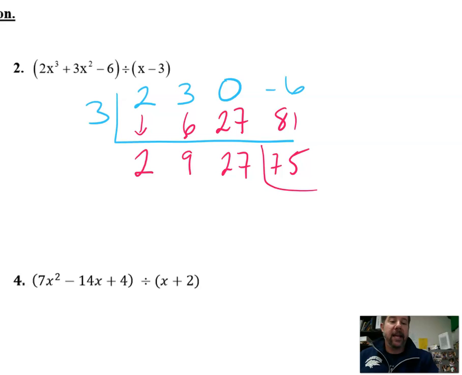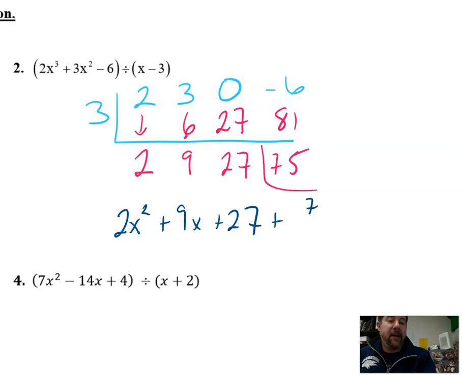Alright. Then again, I kind of like to do that to section off my remainder. Now, again, I started with an x cubed term, so this is an x squared: 2x squared plus 9x plus 27. Again, the fact that that ended off with my remainder with a constant number, that's what I'm looking for. And then so plus 75 is my remainder over what I divided by, x minus 3.